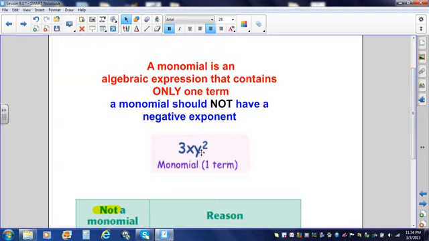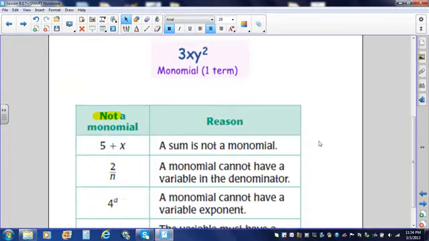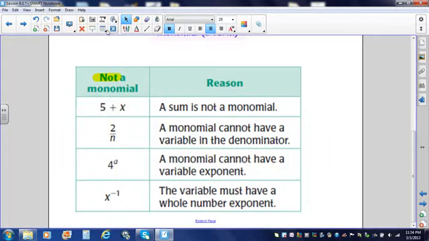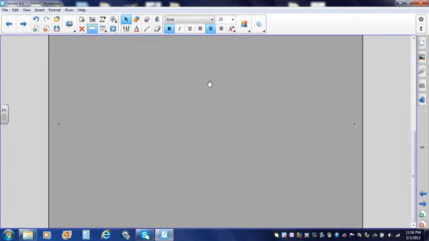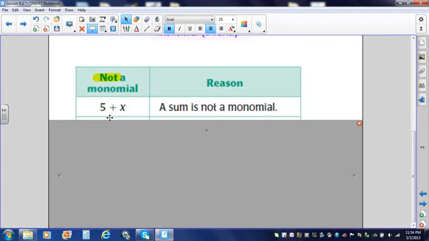Okay, this is a monomial. It is one term, 3xy squared. These are some non-examples of monomials. Here's your first non-example, 5 plus x. A monomial is not a sum. Sum is the addition sign.